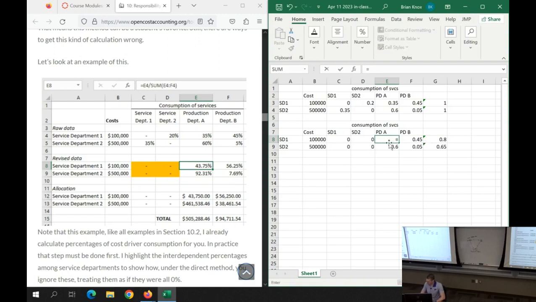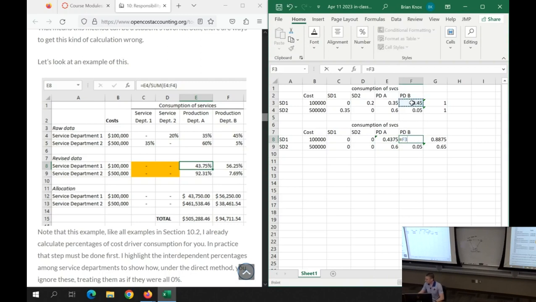So what I'm going to do is I'm going to say, all right, 35% of the work done, and we only act as if the work done to production departments was done. See what I did? I took that 35% and said, I only care about 35% out of the total of production department work, which was 80% of the work done. So now I have a new percent. I do the same thing here.